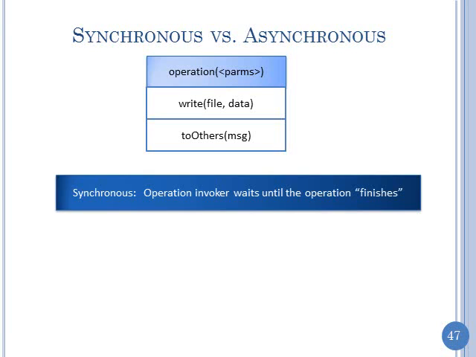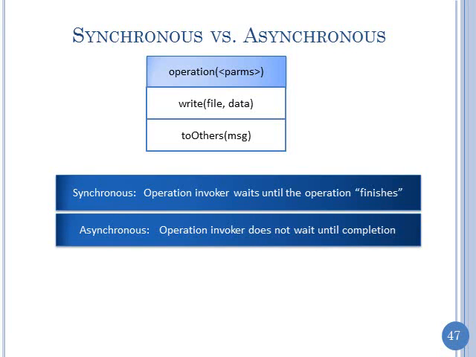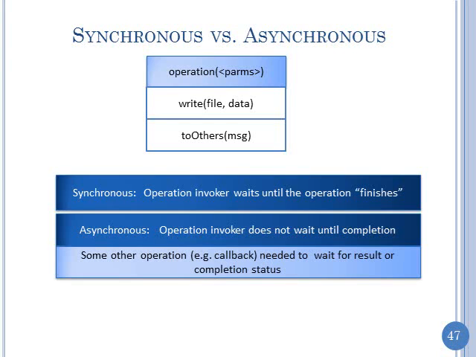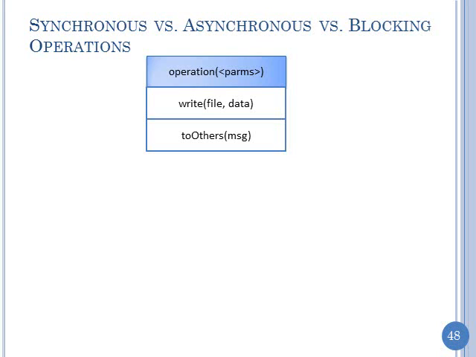In synchronous, the operation invoker waits until the operation finishes. Asynchronous, the operation invoker does not wait until completion. So if you really want to know about completion, some other method has to be found to determine that. It may be an interrupt, which is actually a form of callback. So in general, there'll be a callback of some kind. So clearly, synchronous implies blocking. Does blocking imply synchronous? Are the words blocking and synchronous synonymous?